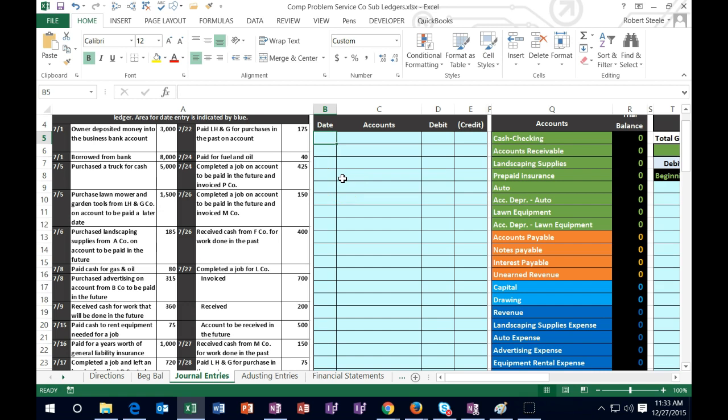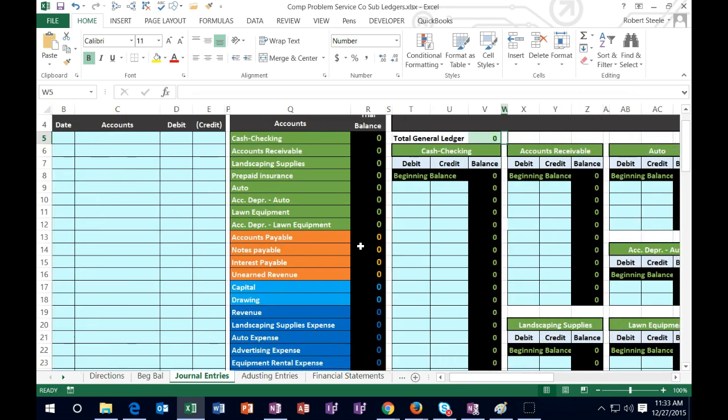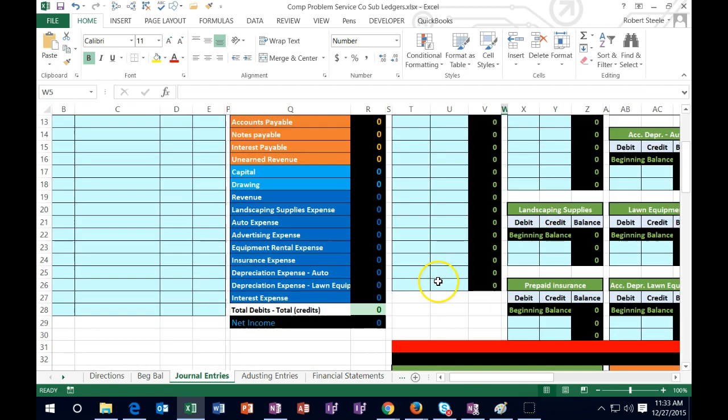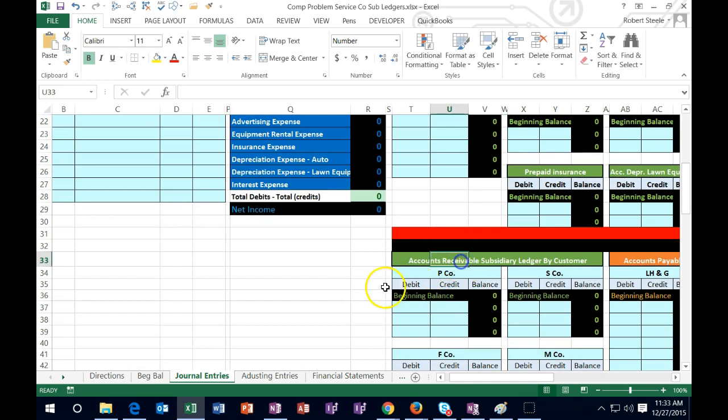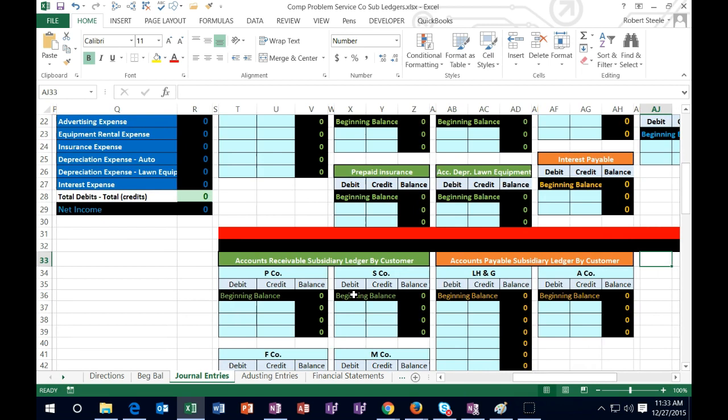Once we've completed all of these, then we'll go to the adjusting process, then we'll create the financial statements, and then we'll do the closing process on separate tabs. One other thing I want to point out here that we haven't looked at yet: under these accounts we're going to see the subsidiary ledgers. So this is not the general ledger, this is a subsidiary ledger. This is going to be a new ledger.